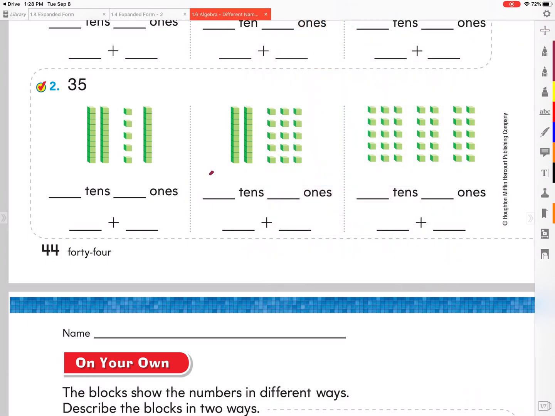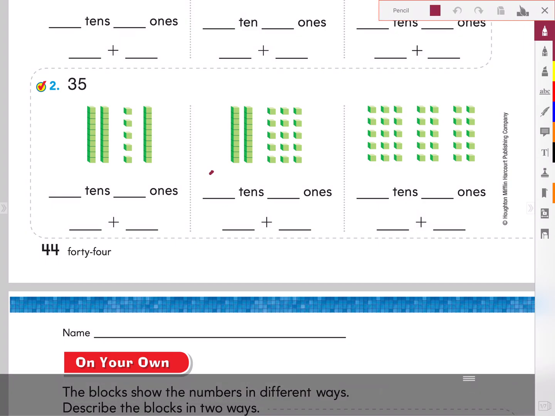Miss Pegram made a mistake. Count your tens first. We're on number 2, and we're going to make the number 35. 3 tens, 5 ones, 30 plus 5. Whew, that was a close one. Almost was a catastrophe.